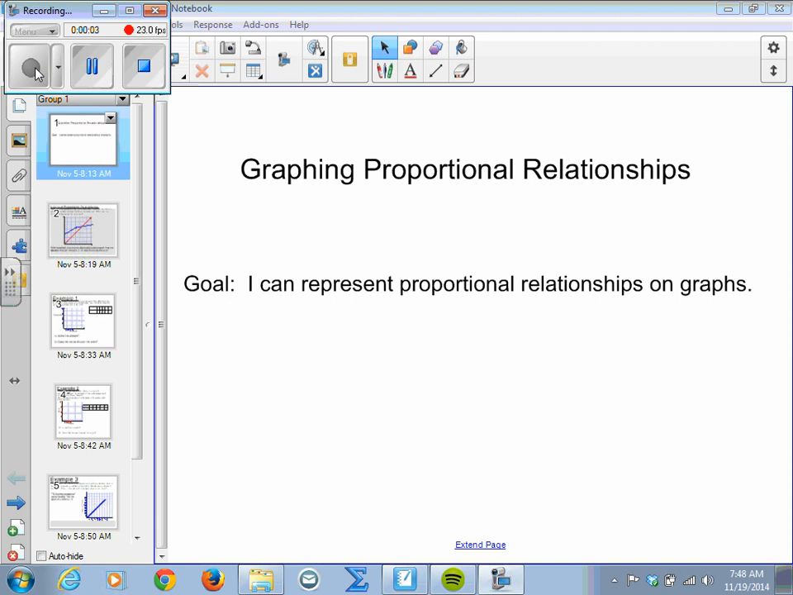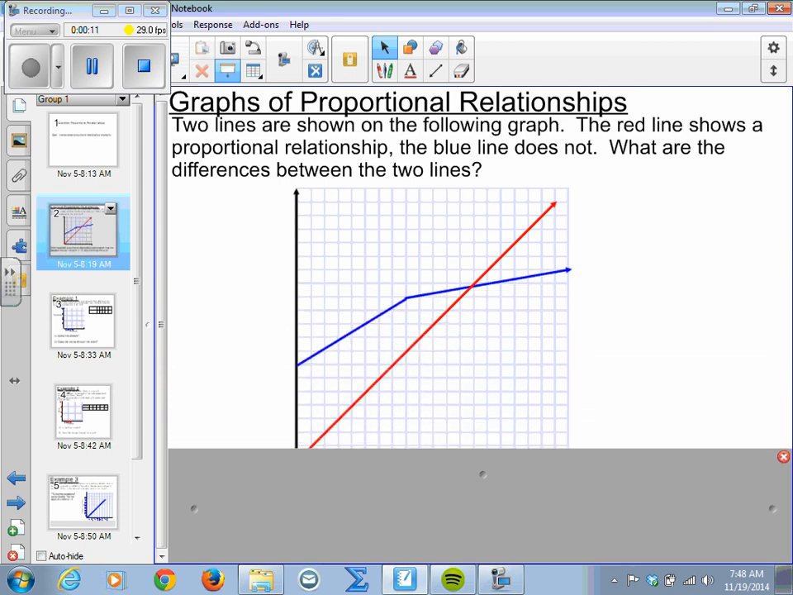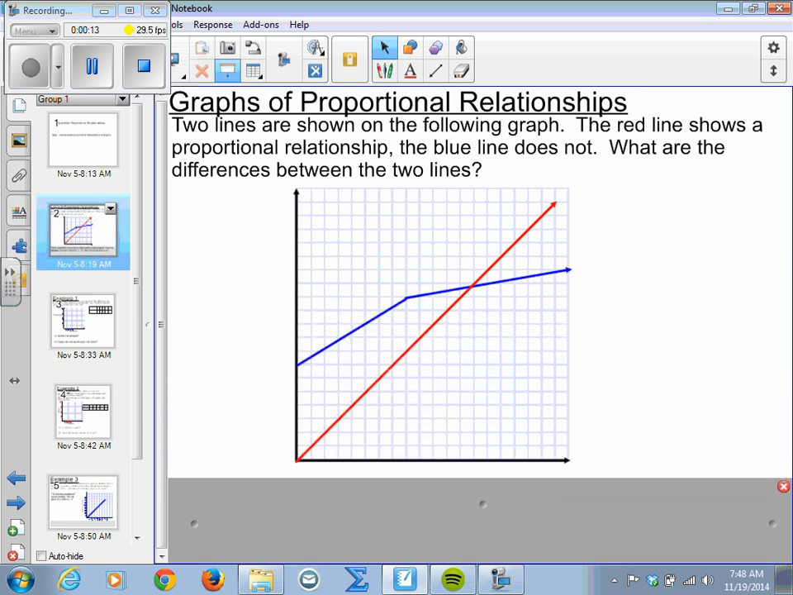Our lesson today deals with graphing proportional relationships. We'll be able to represent proportions on graphs. So this graph shows two lines. The red line is proportional, the blue line is not. Pause the video now and jot down a few observations you notice, a few differences between the two lines.